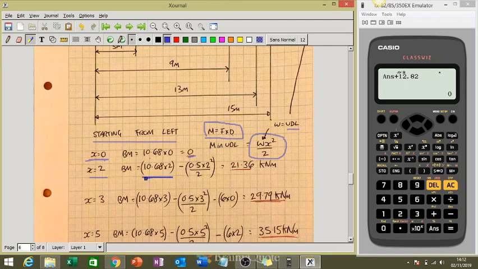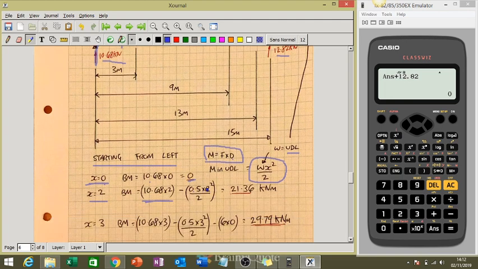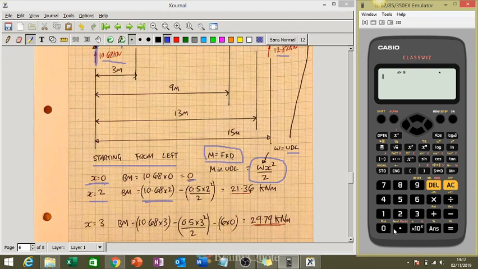That's the moment produced by that. And I've got this wx squared. This is the moment produced by the UDL, wx squared over 2. So w is the 0.5, and the 2 is the x, squared over 2. So put that in the calculator: 0.5 times by 2 squared, divide by 2, gives me 1.